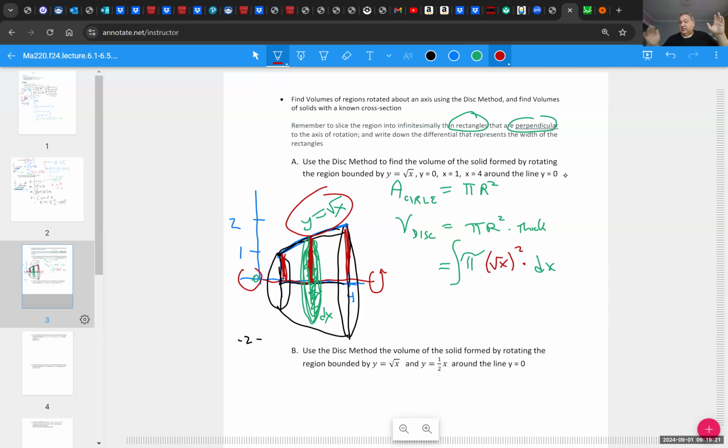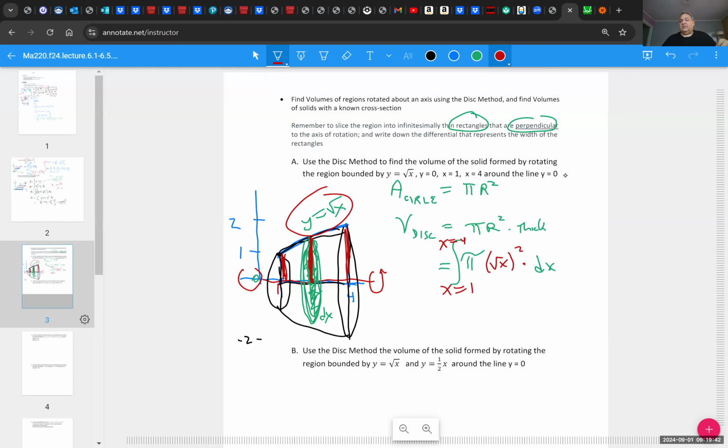That's our region that we started with, right? From y equals square root of x, y equals 0, x equals 1, x equals 4. That was our region. So our rectangles go from the far left, which is where x equals 1 is, to the far right, which is where x equals 4 is. So this has to be from x equals 1 to x equals 4.